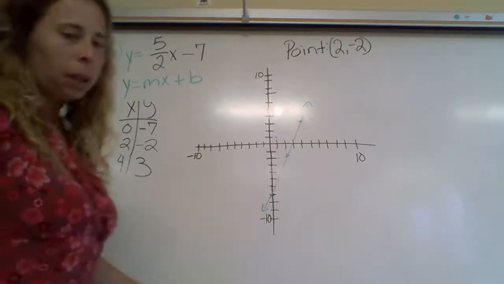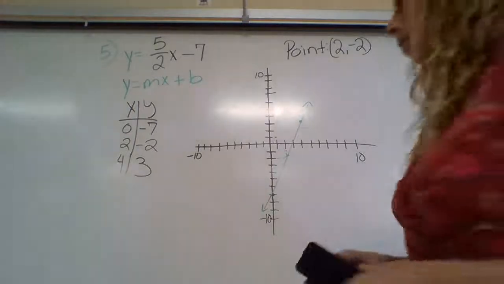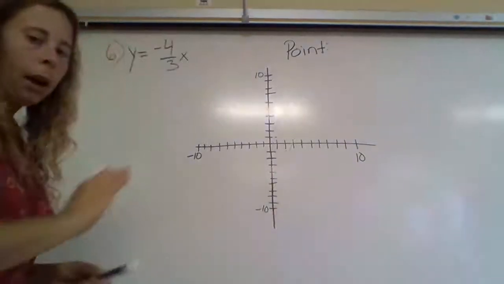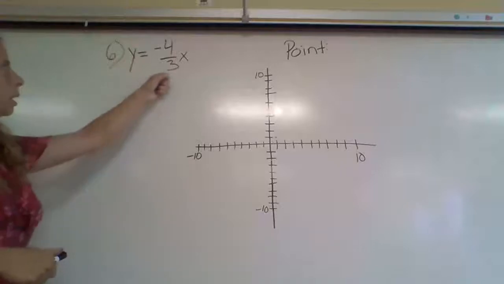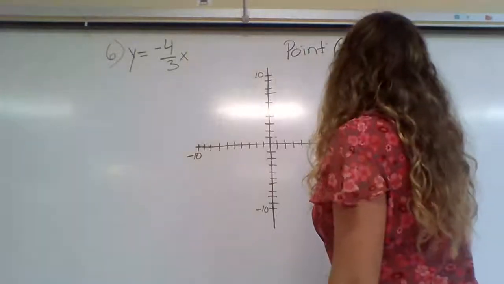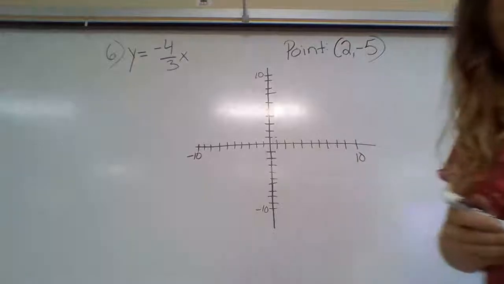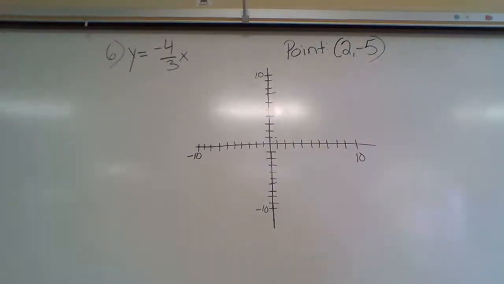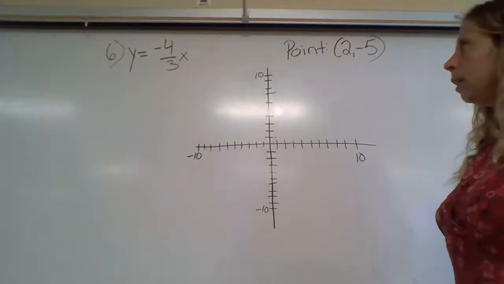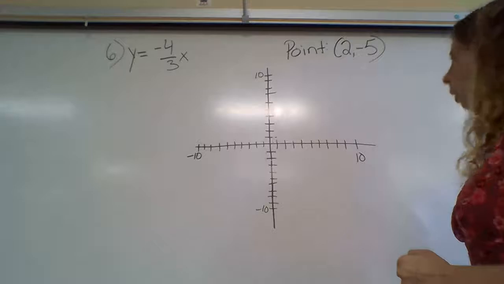Okay, the last one I'm going to do is number 6. I'm going to pause. All right, number 6. Y equals negative 4/3 x. Oh, I forgot the point. And the point is 2, negative 5. Okay. So once again, you can make a table, or you can look at your equation.